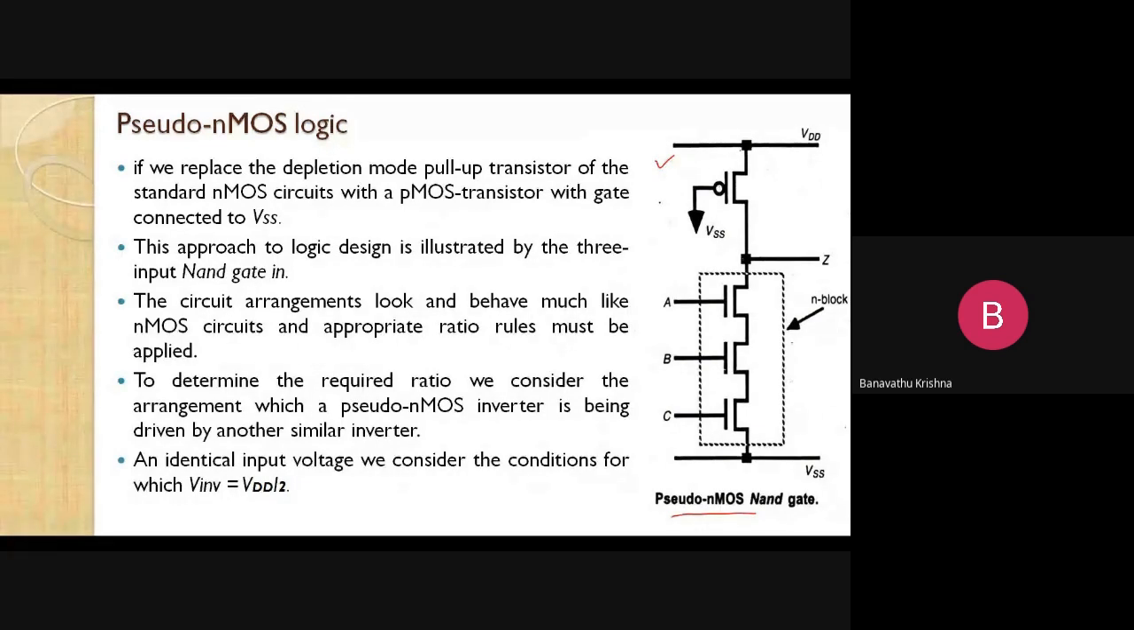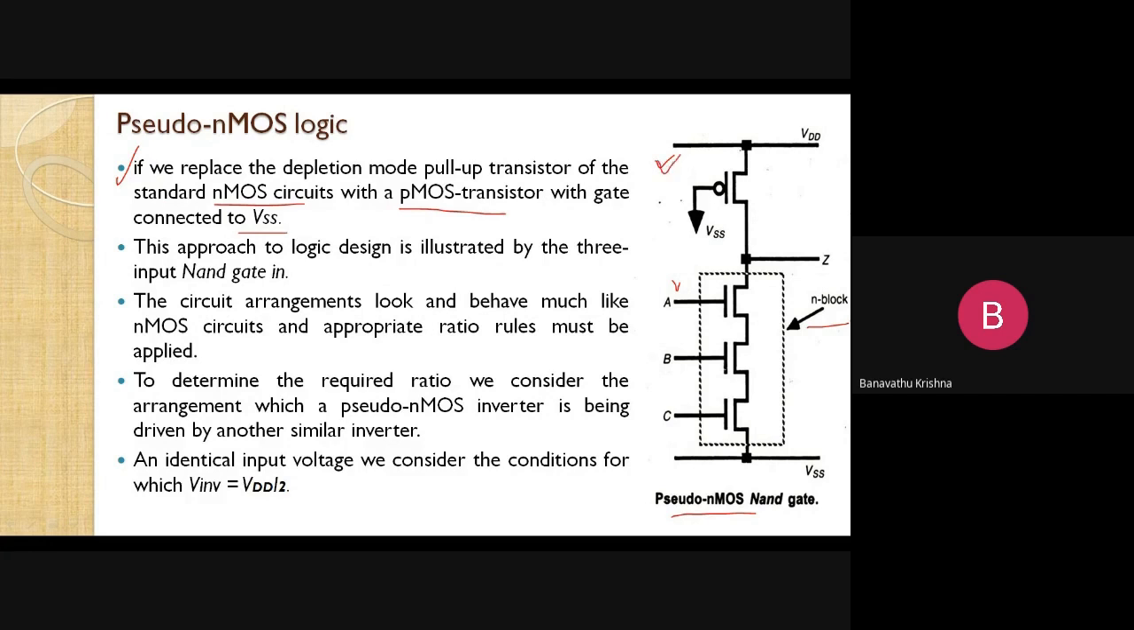Similarly, this is the series connection, that is nothing but a NAND gate. It is a 3-input NAND gate, so for 3 inputs we need 3 transistors. Those 3 devices are connected in series, and I want to say it is an N block, N number of transistors. I am going to explain each and every point here. If we replace the depletion mode pull-up transistor of the standard NMOS circuit with a PMOS transistor, right, with the gate connected to VSS, this is the case.